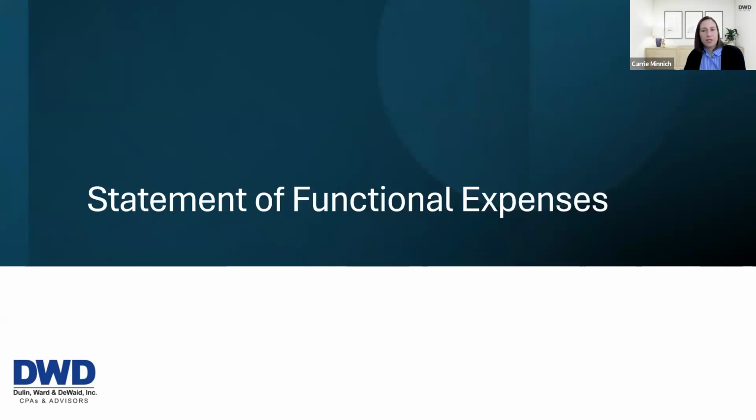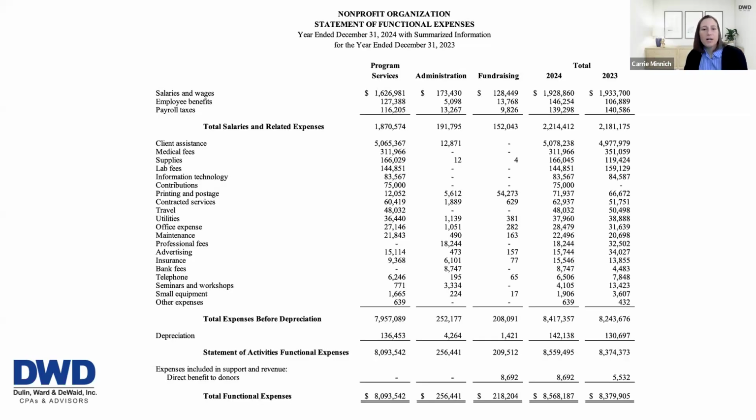Next is the statement of functional expenses. This is the statement that for-profits do not have, but nonprofits do. Let's start off here. This again is for a period, so it's very similar to the statement of activities. This is for a whole year, 12 months, January 1st, 2024 to December 31st, 2024.